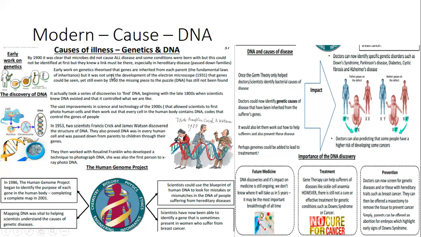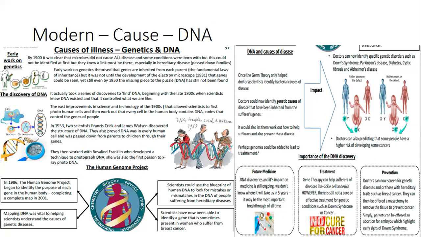Now, there were early theories on genetics. So there was the theory that genes are inherited from each parent, which was known as the fundamental laws of inheritance. But it wasn't until the development of the electron microscope that could zoom in 10 million times that genes could be seen clearly. Even by 1950, there were still missing pieces of the puzzle, DNA, that hadn't been found.